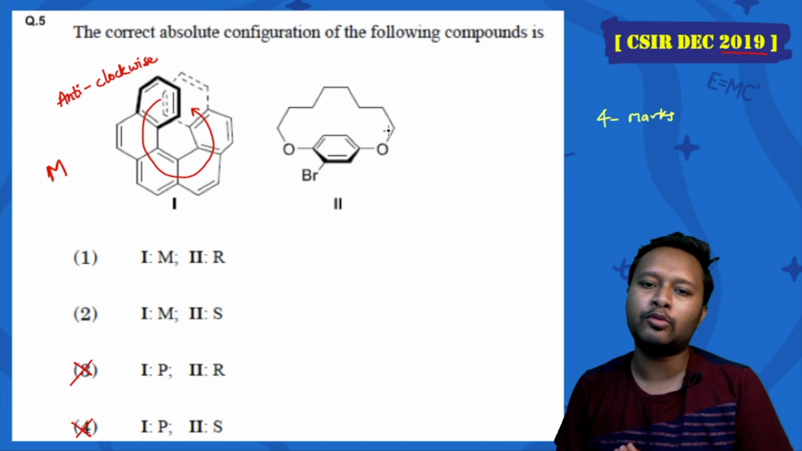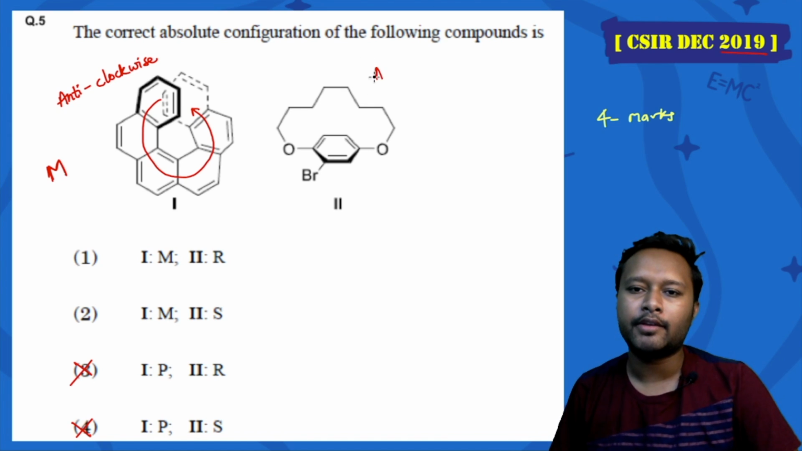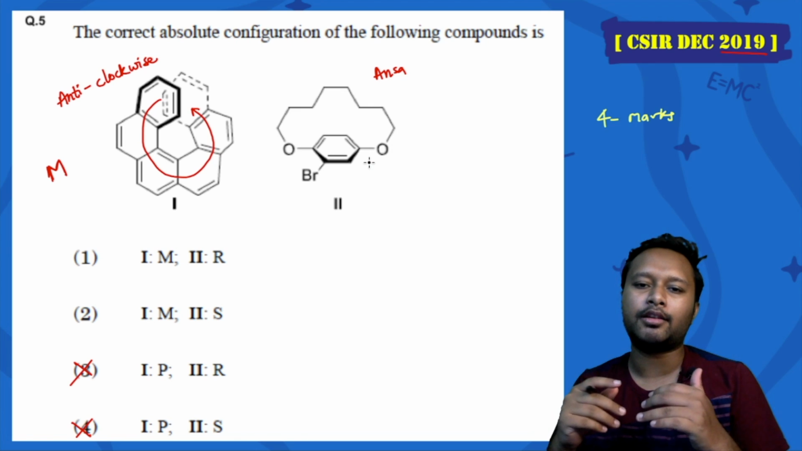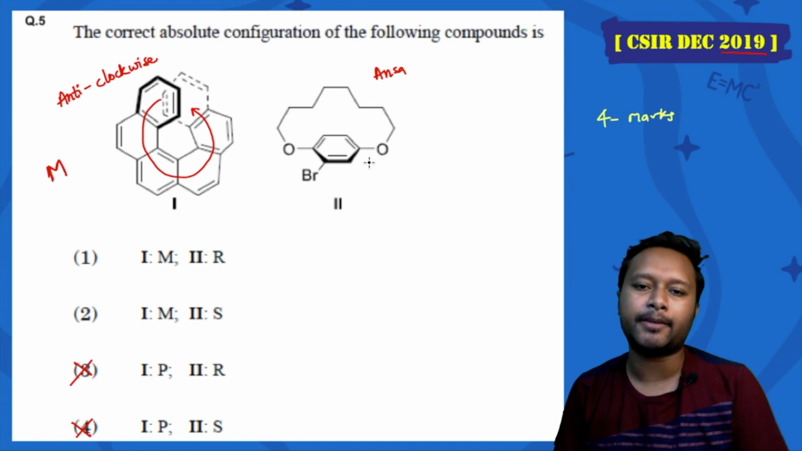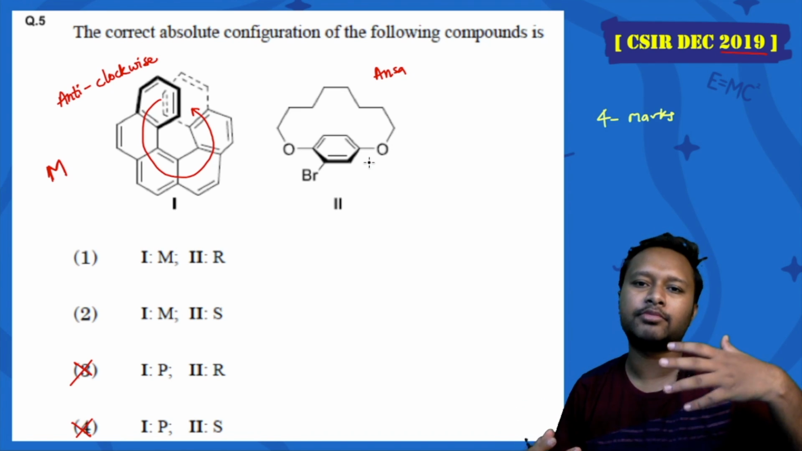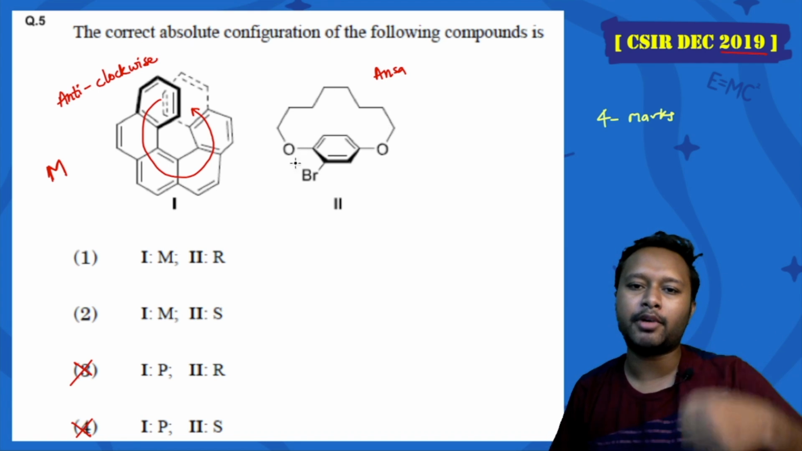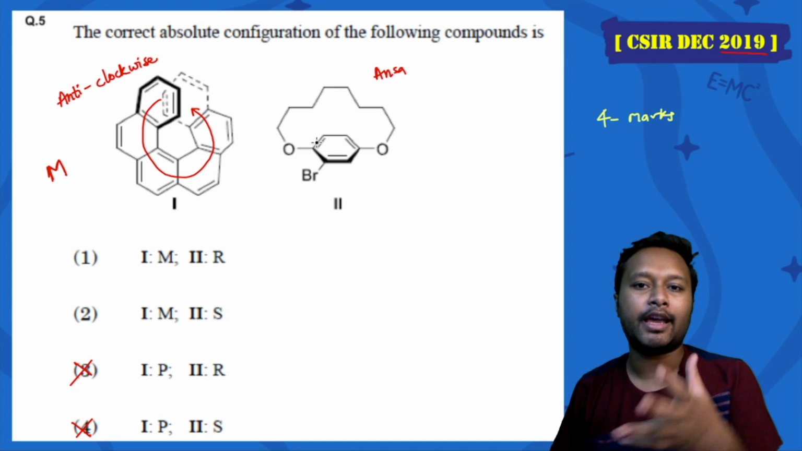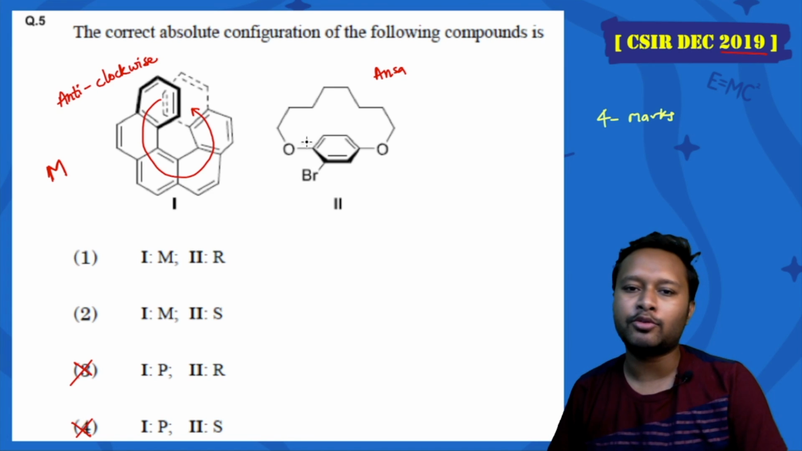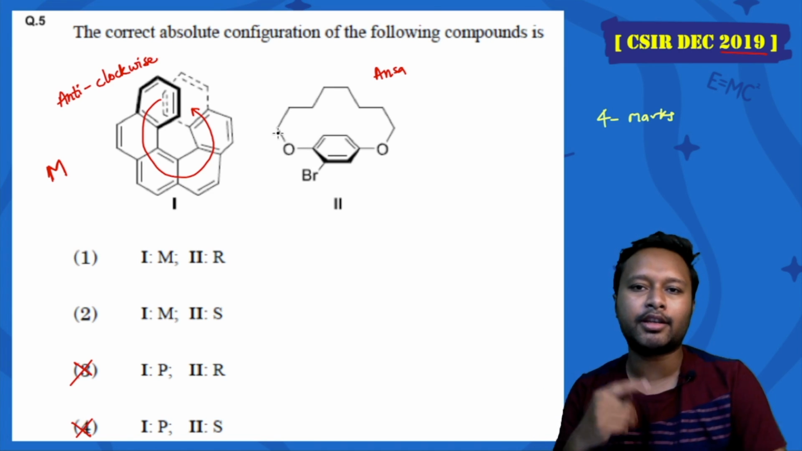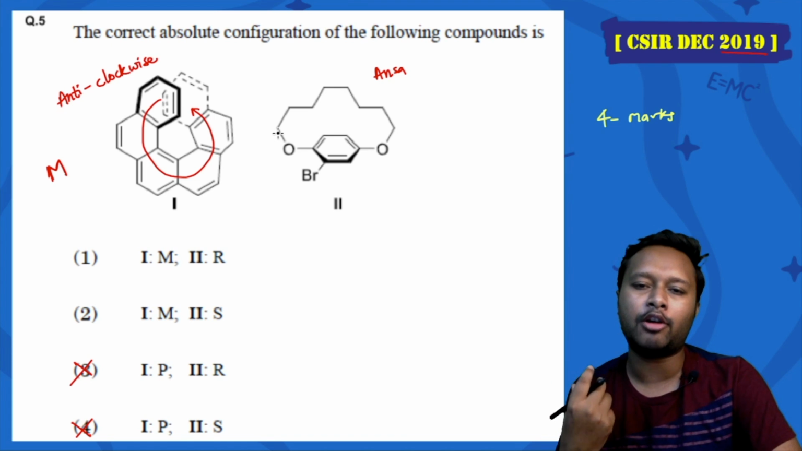Molecule number 2 is an ansa compound. These are called ansa compounds, and they have a chiral axis in them. It's just like a bucket, you can compare it to a bucket. So this whole hydrocarbon chain you can consider as the handle of that bucket, and this phenyl ring as the bucket itself.